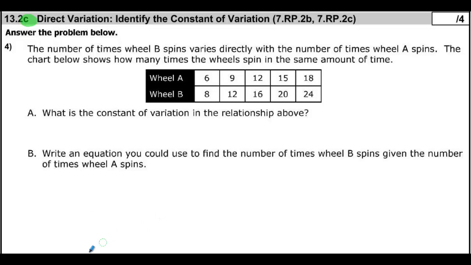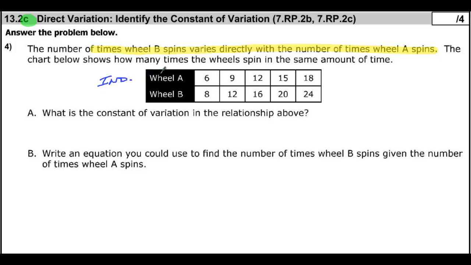So anytime we're looking at constant of variation, we are looking at the relationship between the 2 items. Here's what we know about the relationship between these 2 items. We know that the number of times wheel B spins varies directly with the number of times wheel A spins. So A spins along, and the number of times it spins controls how many times wheel B spins. That means that wheel A is the independent variable.